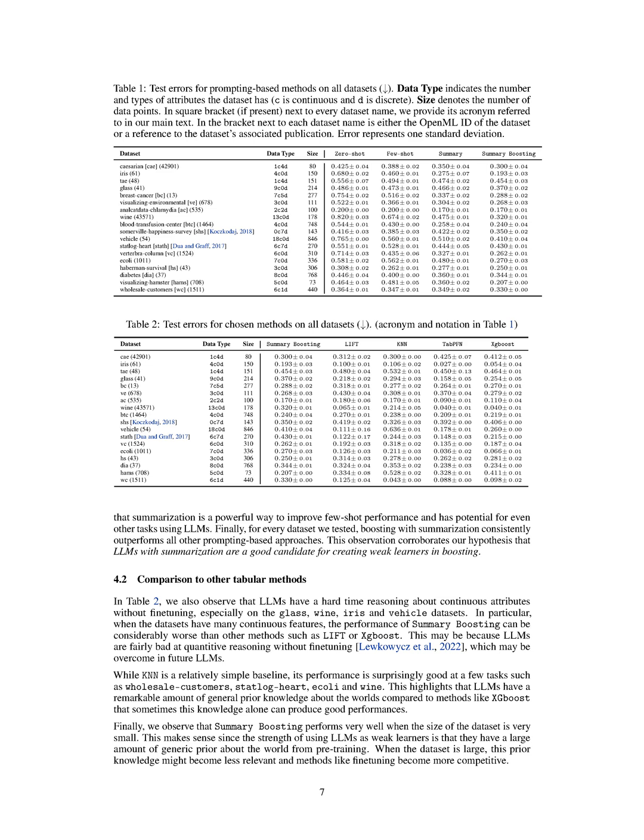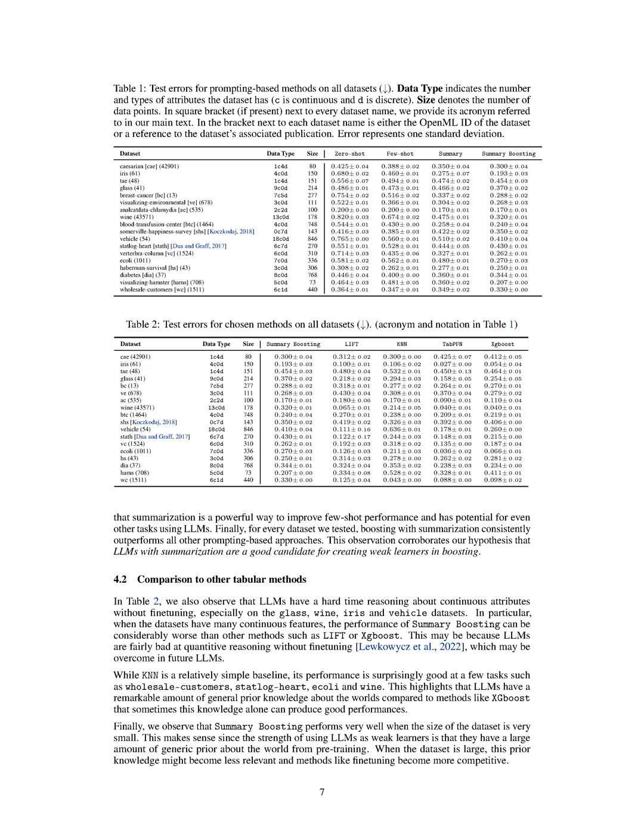able to overcome. While k-nearest neighbors, KNN, is a relatively basic benchmark, it surprisingly performs well on some tasks such as wholesale customers, stat-log heart, E. coli, and wine. This underscores that LLMs possess an impressive amount of generic prior knowledge about the world compared to methods like XGBoost, and this knowledge alone can sometimes produce satisfactory results.